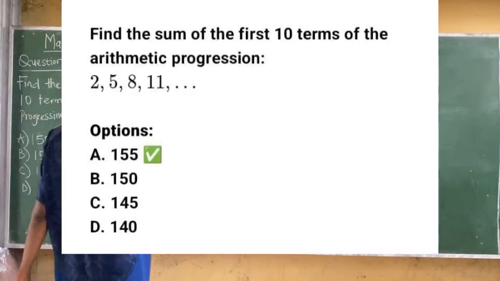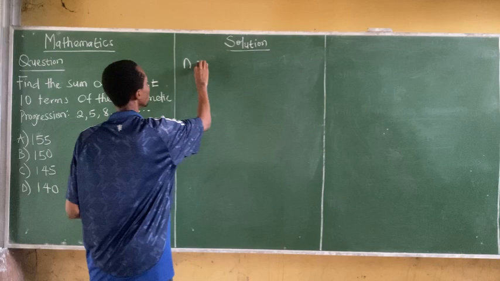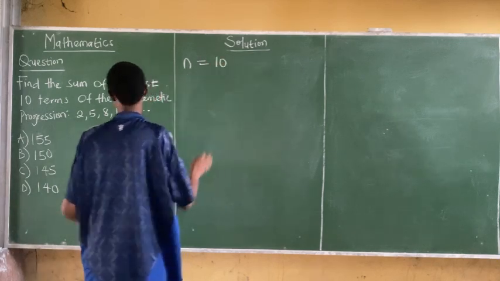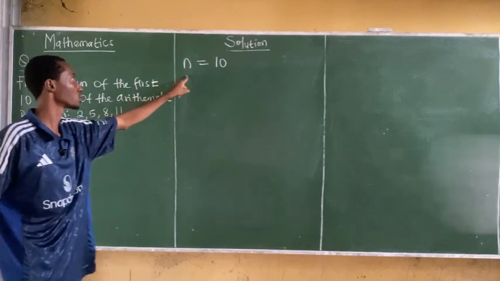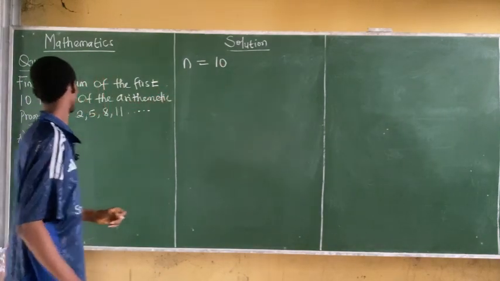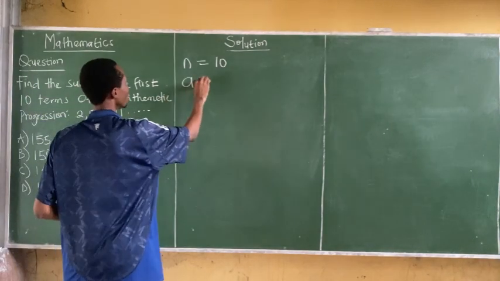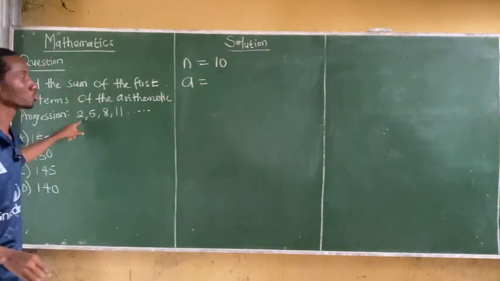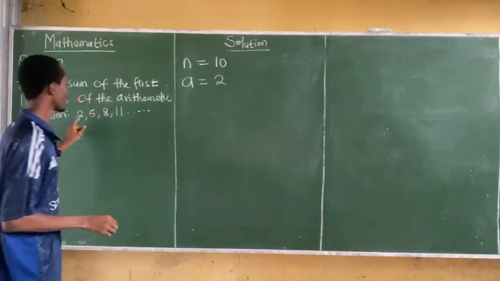So we have number of terms, n, is equal to what? 10. They say find the first 10 terms. So the number of terms here is what? 10. We also have the first value given to us, a. The first value given to us is what? 2.